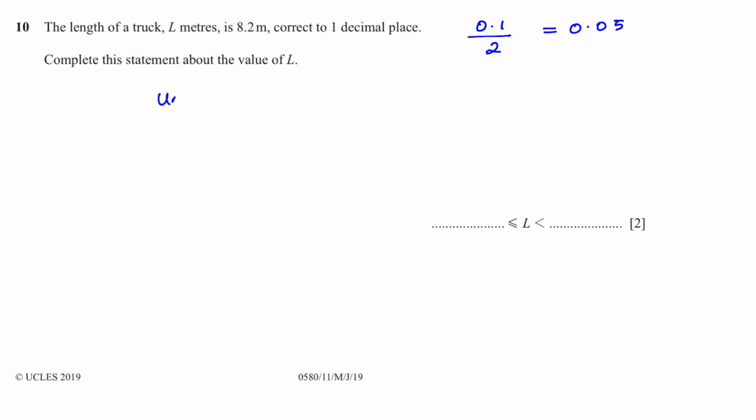To find the upper bound, we add this 0.05 to the number that we got. So you will get 8.25. To find the lower bound, we subtract and we will get 8.15.